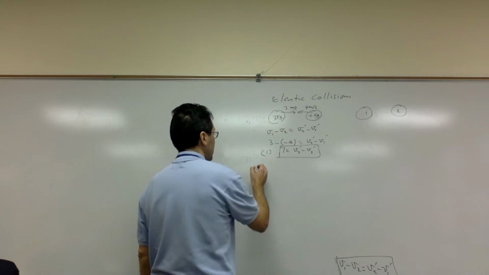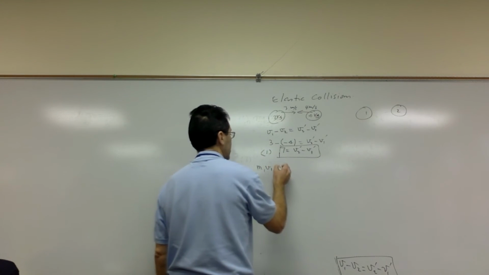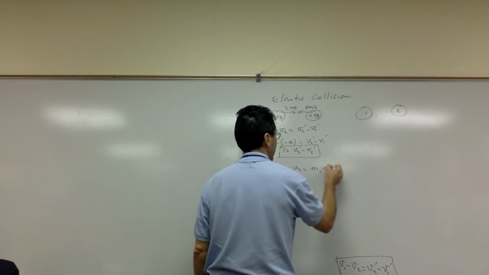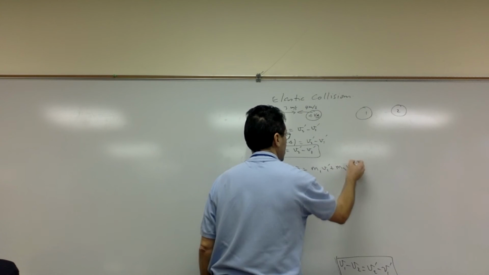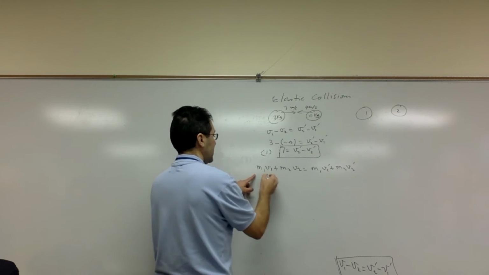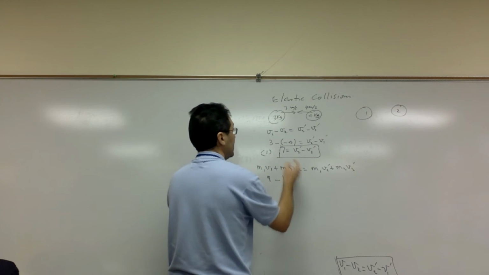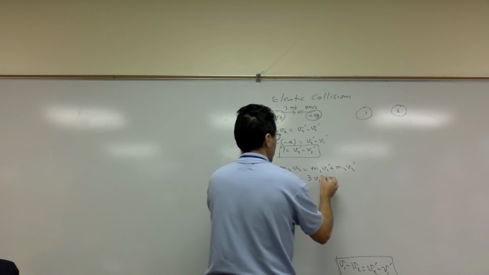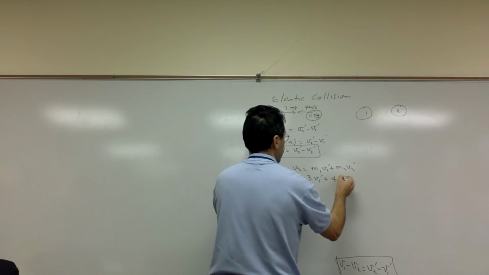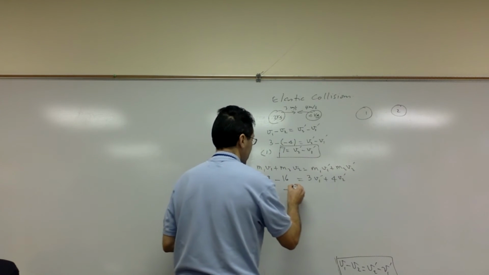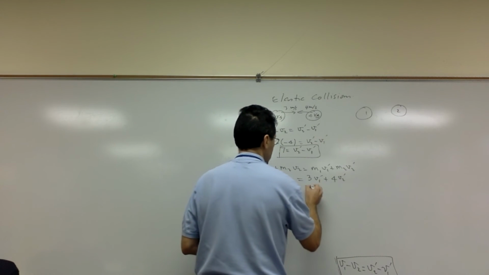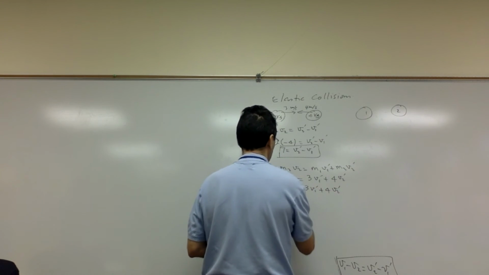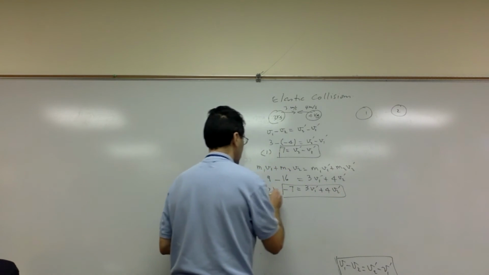Now let's write the conservation of momentum. Okay, now let's put in some numbers. So this is a 9, that's a 16 in the negative direction, equals 3 v1 prime plus 4 v2 prime. So this is negative 7 equals 3 v1 prime plus 4 v2 prime. That is another equation that I'll call 2.